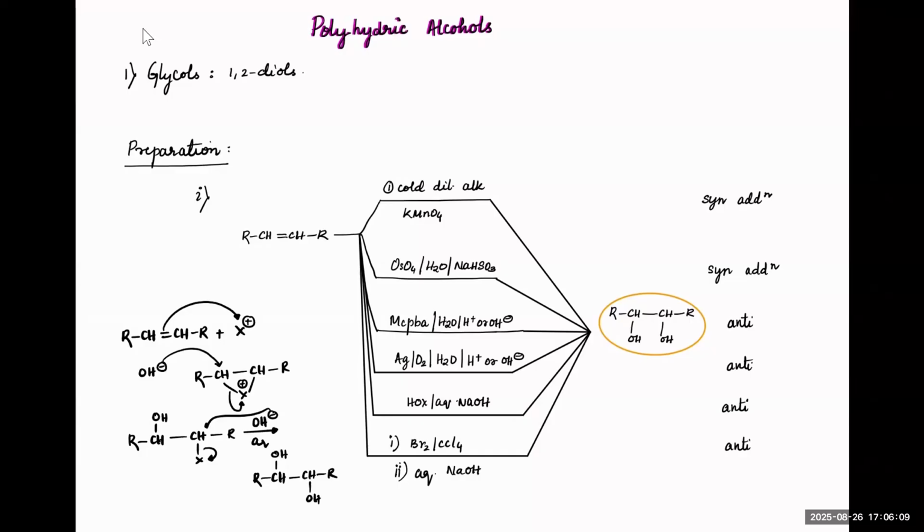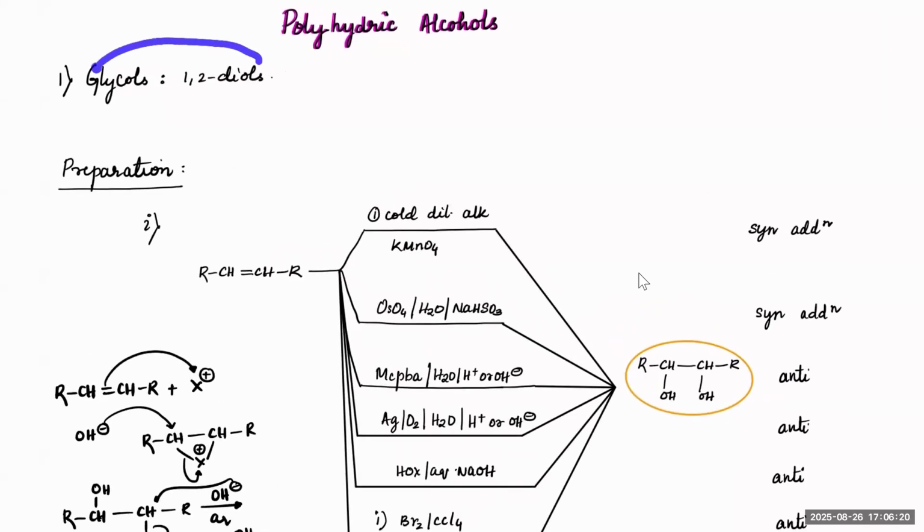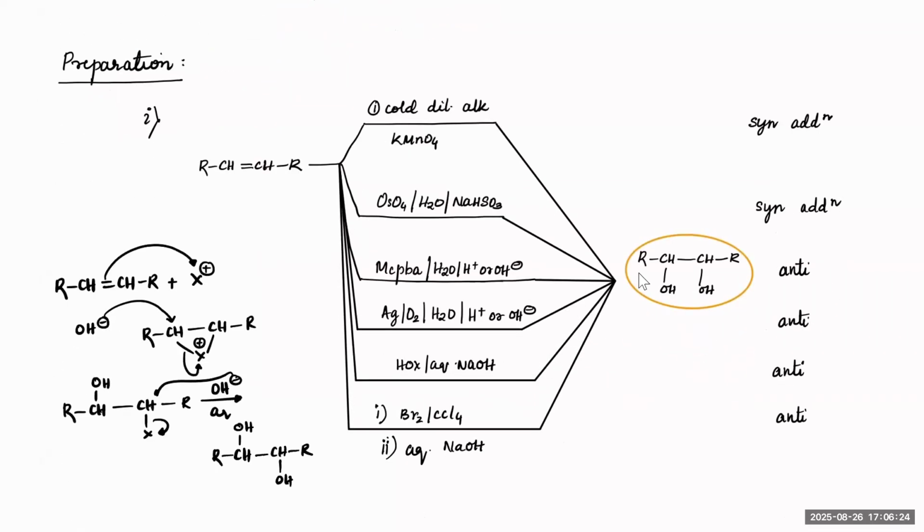The next part of alcohols is about polyhydric alcohols, which means if you have two or more than two OH groups. If you have two OH groups, we call that group glycols. You can see if you have an alkene, you react it with cold dilute alkaline KMnO4. This is Baeyer's reagent. Remember Baeyer's reagent? It will give OH and OH here. So that's how you can get the glycol form.